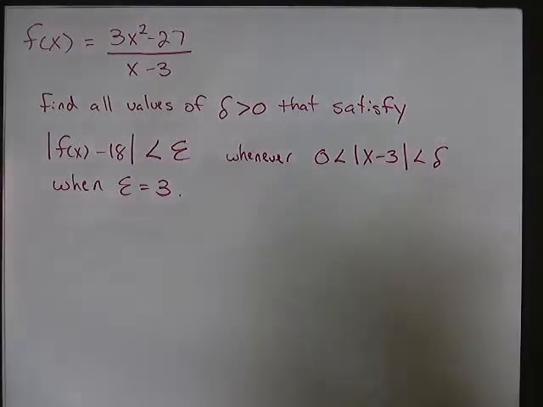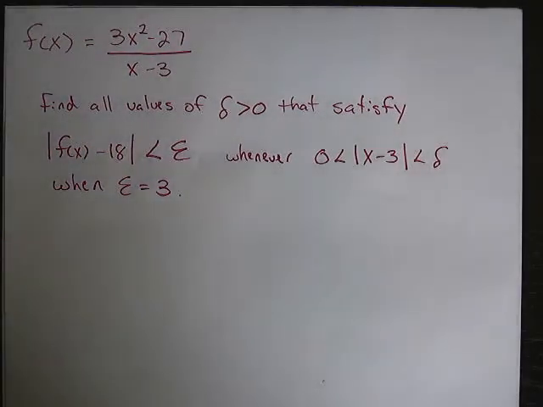Okay, in this problem, we're asked to find all values of delta greater than 0 that satisfy the absolute value of f of x minus 18 is less than epsilon whenever 0 is less than the absolute value of x minus 3 is less than delta. And we're given that epsilon is equal to 3. So what does that mean for us?